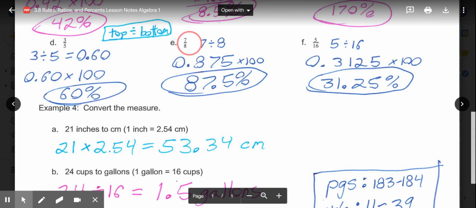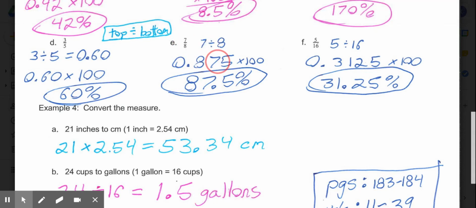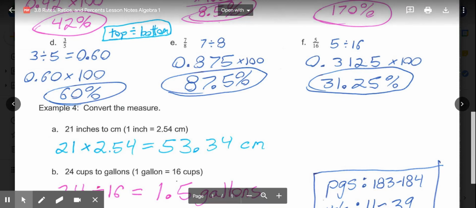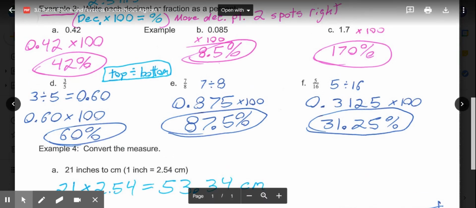In E, I have 7/8. 7 divided by 8 is 0.875. Then to convert from the decimal to a percent, we multiply by 100, so it's 87.5%. And in F, 5 divided by 16 to get our decimal, 0.3125, multiply by 100, so move the decimal 2 spots to the right, and we get 31.25%. So fraction first to a decimal, top divided by bottom, then from a decimal to a percent, multiply by 100.